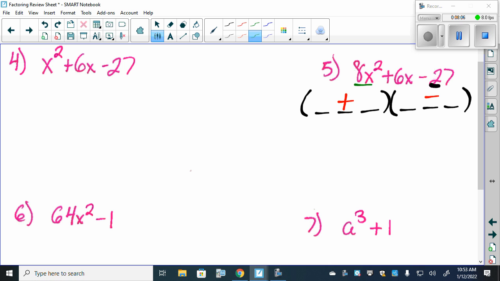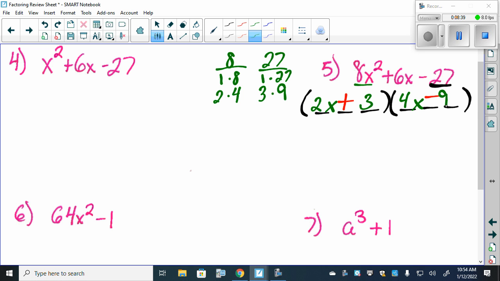Now we're going to look at the factors of 8x squared and 27. Well, x squared is going to be x and x. Now the factors of 8 are 1 and 8, or 2 and 4. Which one do we want to try first? Now 27 is 1 and 27, or 3 and 9. Which one do we want to try first? Well, we'll go 3 and 9 and plug them in there.